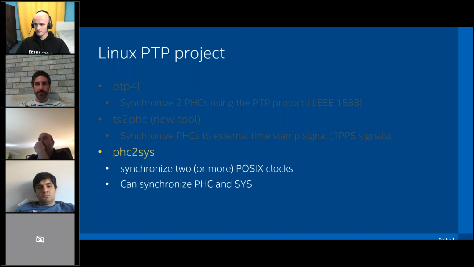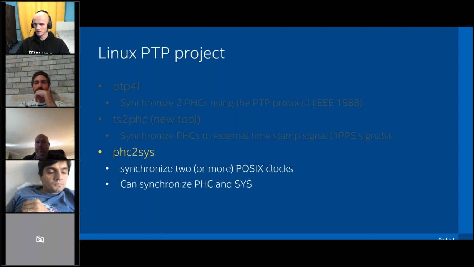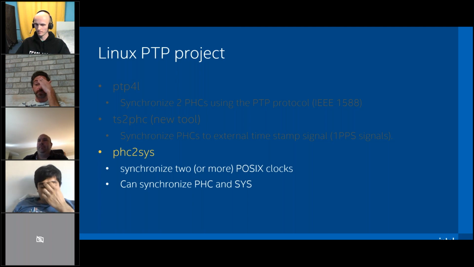Wait, so earlier you said that the external timestamping cannot be disciplined by a software servo. This tool is actually a software servo. So do you support external timestamping? But you mean the PHC clock? No, the PPS in. I mean, the TS2PHC allows you to take a PPS in and discipline your PHC with that. Yes, that's true. So the Intel NIC supports that? Yes. Okay. So you do allow software servo to be disciplined by that.